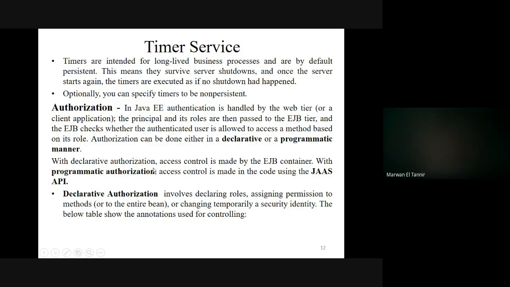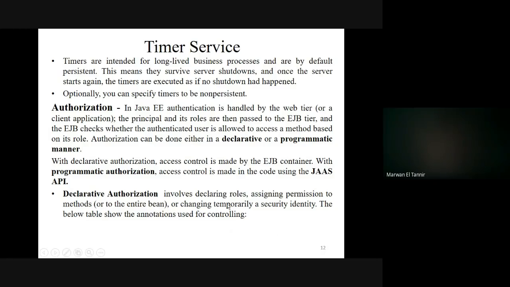With declarative authorization, access control is made by the Enterprise Java Bean container. So who manages the authorization is the Enterprise Java Bean container. It will check if a user or principal is allowed to use one method or not. If yes, the method can be invoked. Otherwise, it will tell the user that you are not authorized to use this method. This is done using the technology in Java called Java Authentication and Authorization Services.